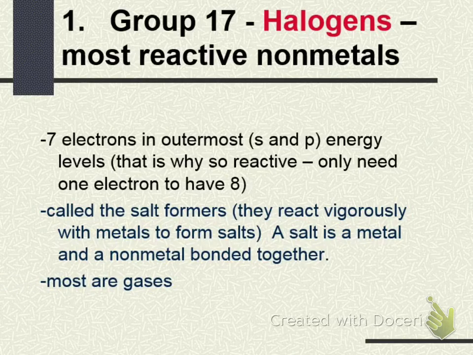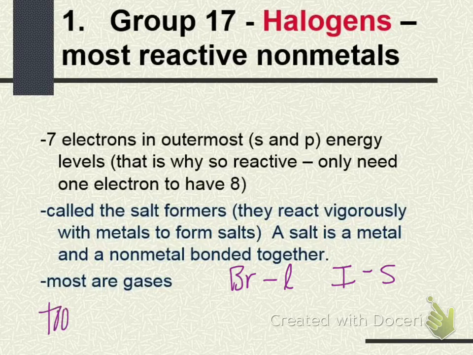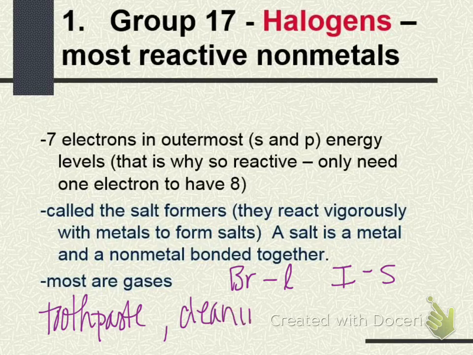Most are gases. Bromine is a liquid, and iodine is a solid, okay? The rest are gases. We use them in toothpaste, because we have fluorine in toothpaste, and in cleaning supplies. Anything you want to sterilize, like bleach, is made of chlorine, and of course swimming pools. Those are what they're used in a lot.